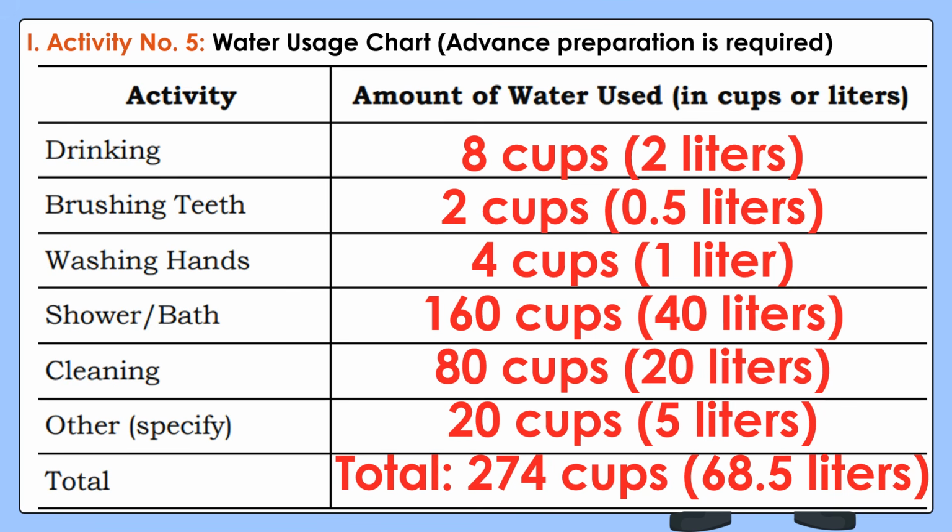Shower or bath, 160 cups or 40 liters. Cleaning, 80 cups or 20 liters. Others, specify: 20 cups, 5 liters, with a total of 274 cups or 68.5 liters.